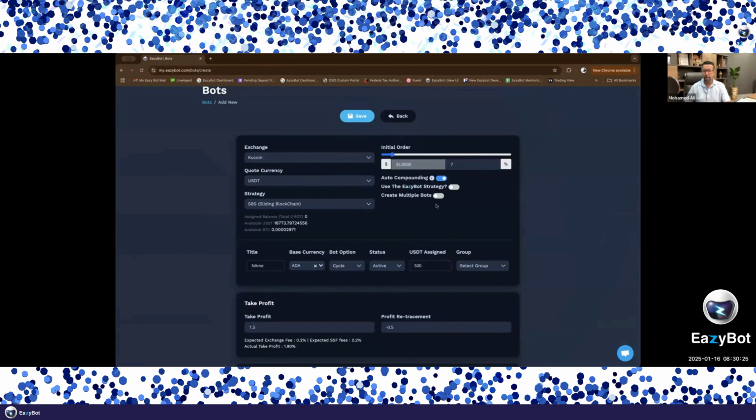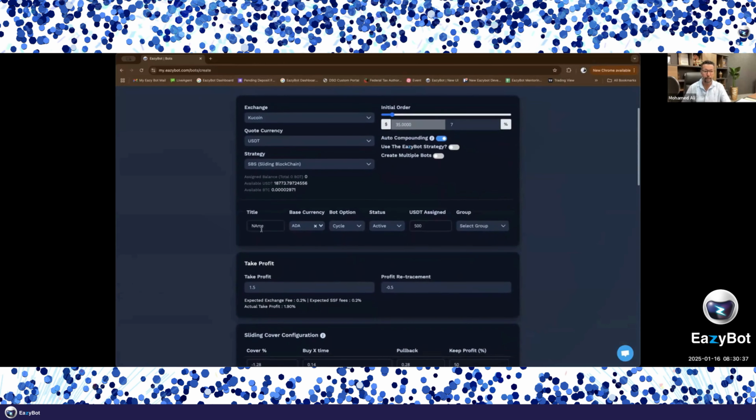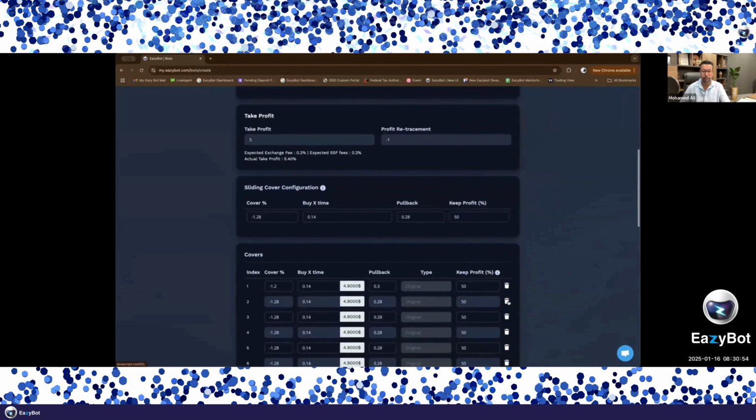So the change that we are seeing here, first of all, I don't have independent covers or average covers anymore. I have only one take profit parameter, and I'm going to change this. The EazyBot is already off, and we'll make this also 5%. I'll keep the retracement at 1% so that we understand. And let me just delete all of these covers, because in the sliding blockchain default we have more than 90 covers.